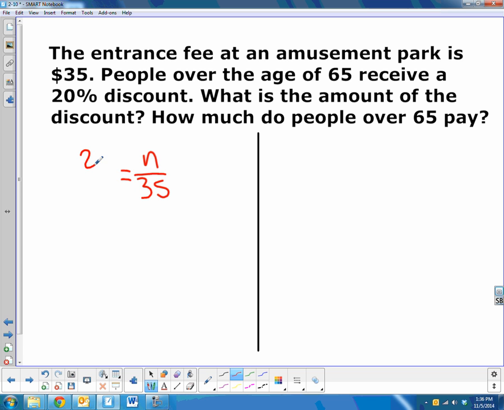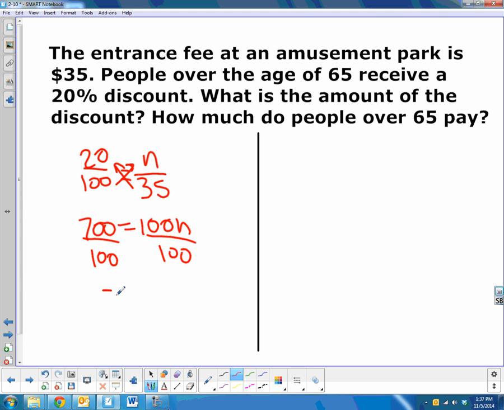20% off. So I'm going to use a proportion, 20%. If I then cross multiply and divide, I get a $7 discount. So they get 20% off. That's a $7 discount. So what's the amount of the discount? $7. But there's another question.